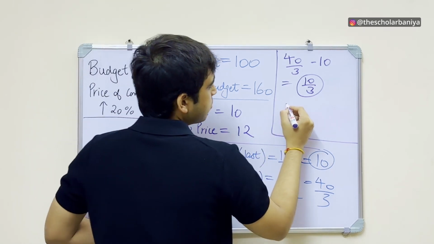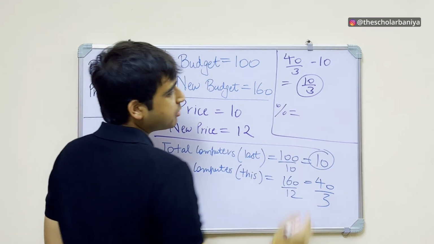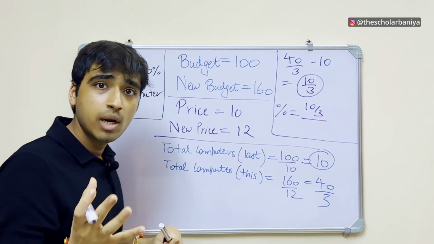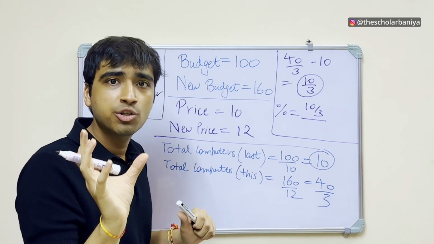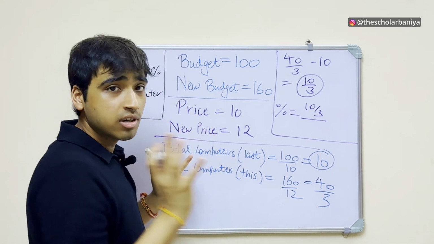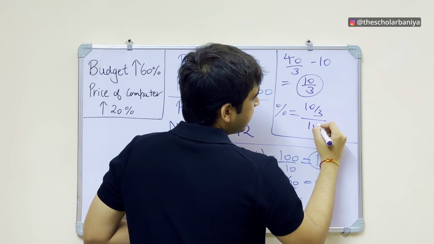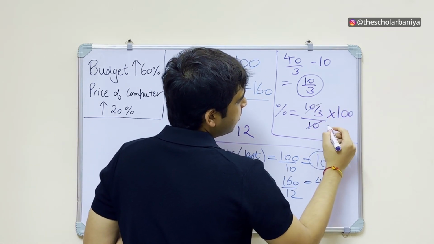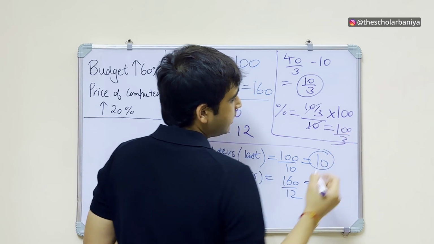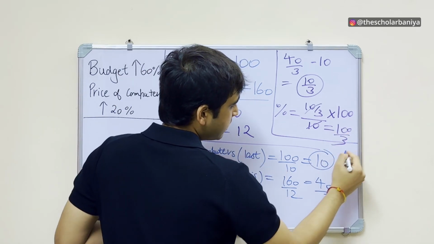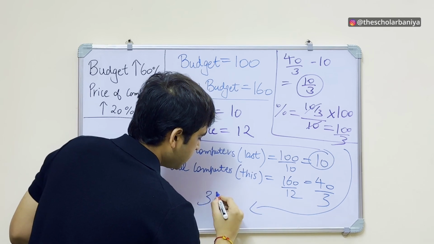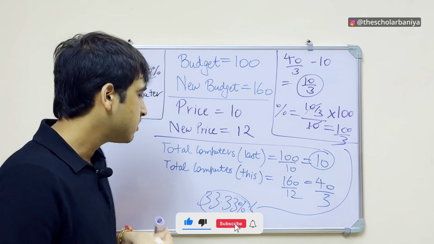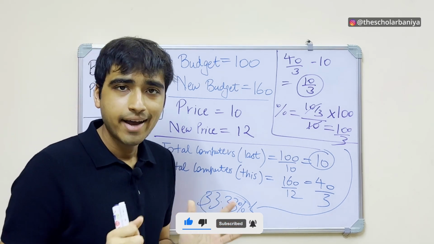So the percentage becomes this, which is 10 upon 3, upon the total number of computers last year, right? Or the original number of computers, you can say. So the original computers are how much? 10, right? Into 100. So 10, 10 cancels. This comes out to be 100 by 3, which is how much? So 100 by 3 basically equals 33.33%. So this is the final answer, 33.33%. I hope this should be clear.